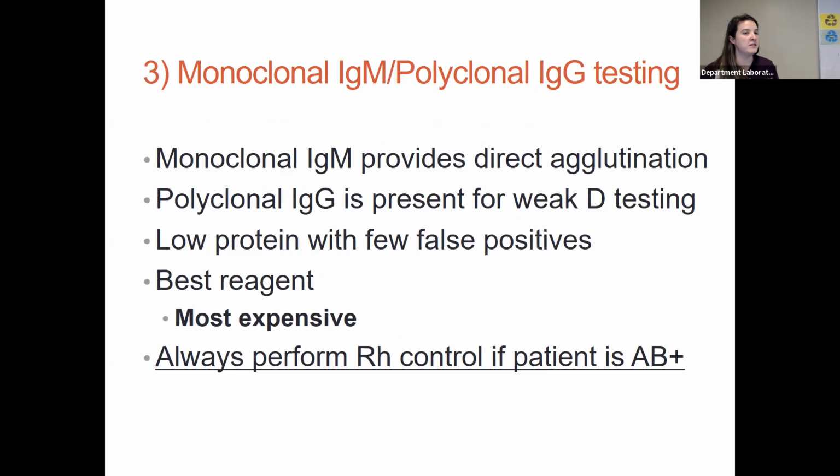And then what we commonly use today, what you will probably see in every lab that you go in, is your monoclonal IgM and your polyclonal IgG testing. So it's a blend. The addition of the monoclonal IgM is why we are able to detect the anti-D at room temperature, initial spin. The polyclonal IgG combination lets us detect it at the AHG phase of testing. This is the best reagent to use because of that combination. But you still want to include that Rh control if your patient is AB positive.